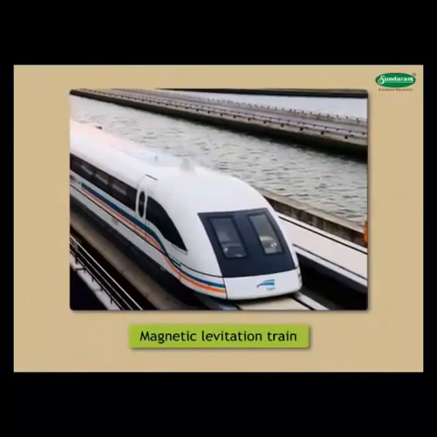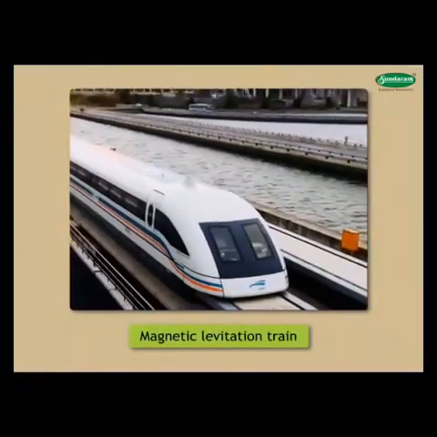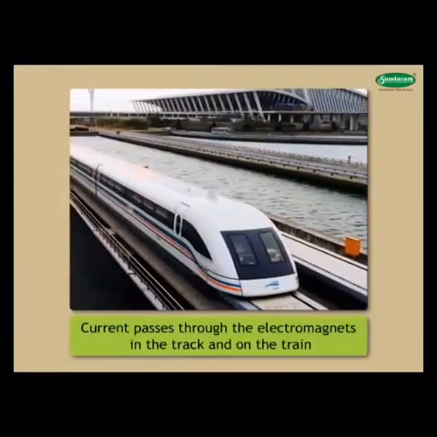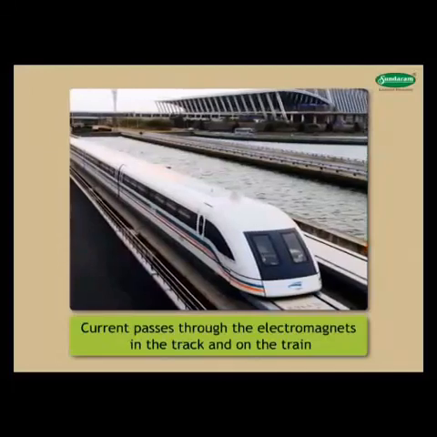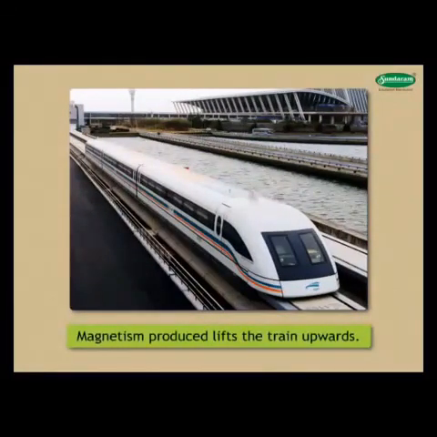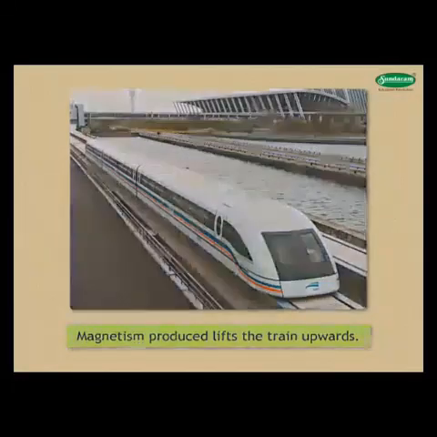Magnetic levitation trains do not run on rails but float above them. A current passes through the electromagnets in the track and on the train. The magnetism produced lifts the train upwards.